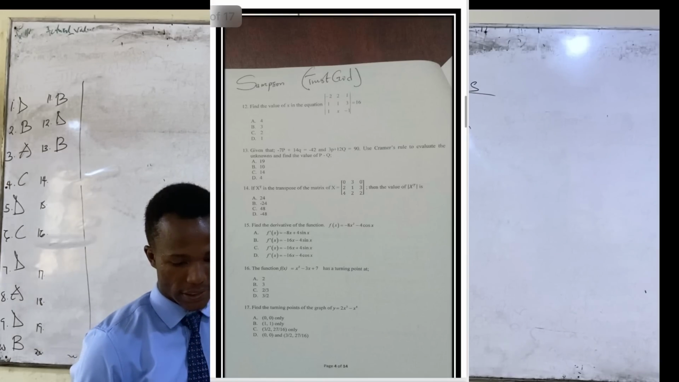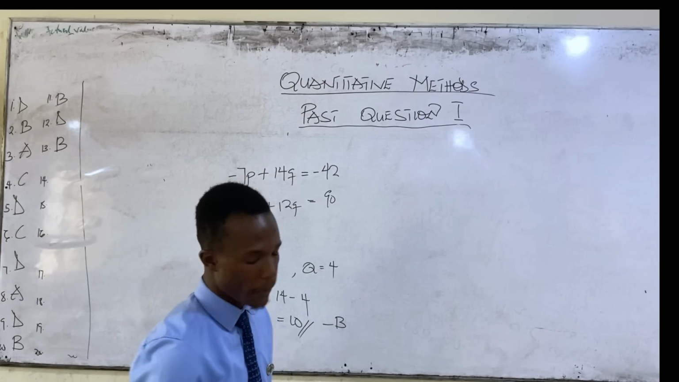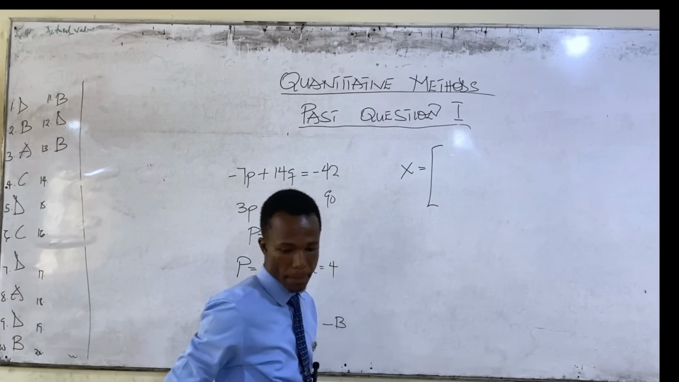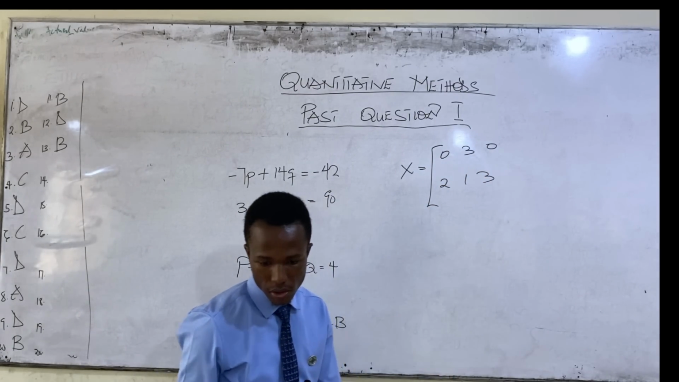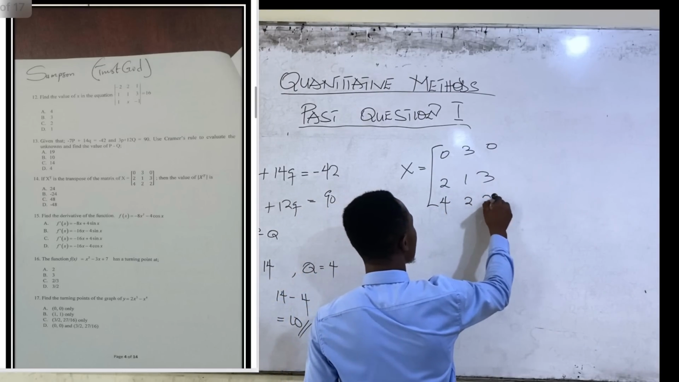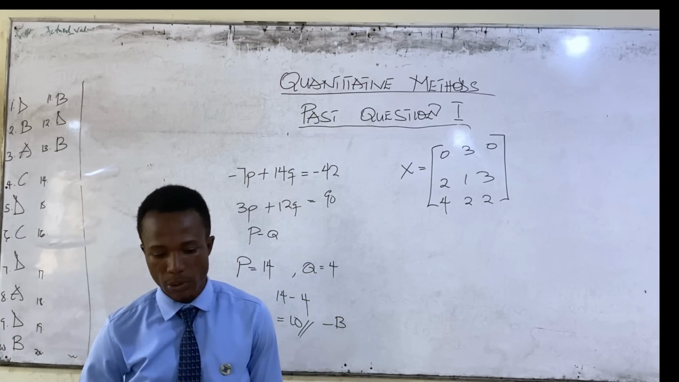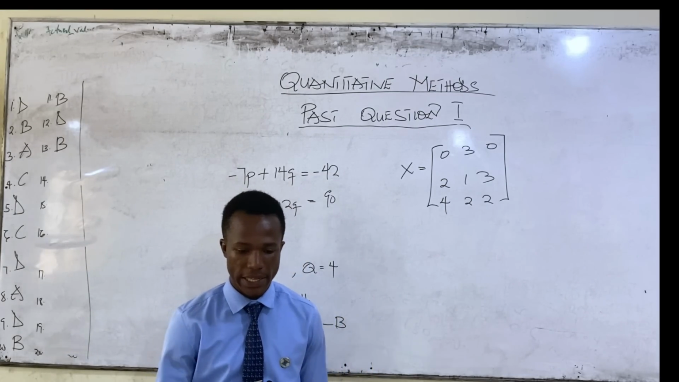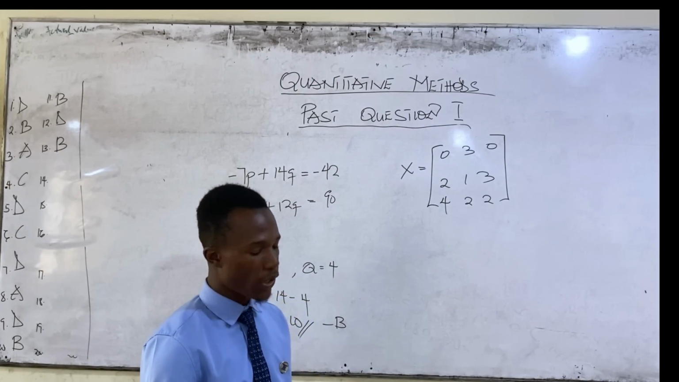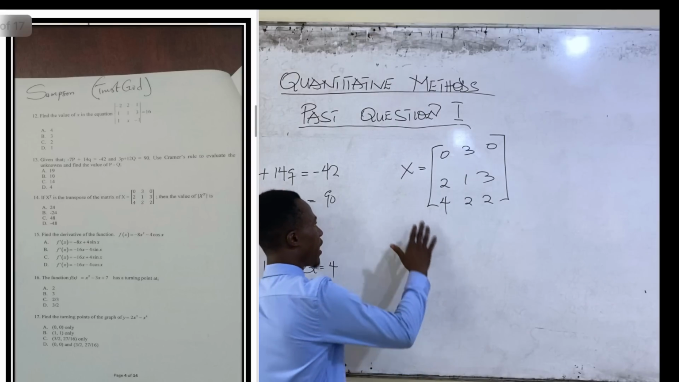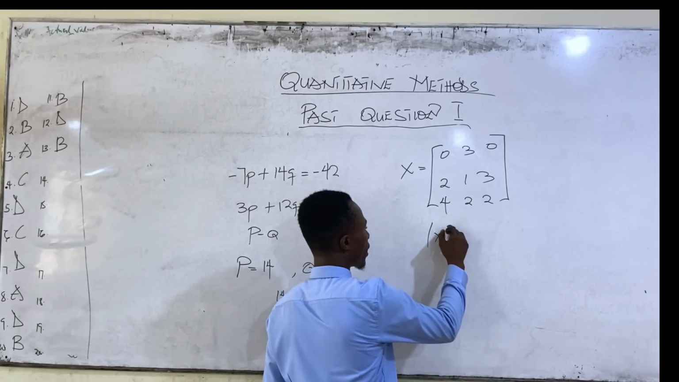We have x exponent t, and they are saying it is the transpose of the matrix X. Okay, so X equals 0, 3, 0, 2, 1, 3, 4, 2, 2. So this is our question for X. Then the value of the magnitude of X exponent t is, so what the question is just saying is that X exponent t is the transpose, and you have been given the x itself, and you are supposed to look for the determinant of x exponent t.